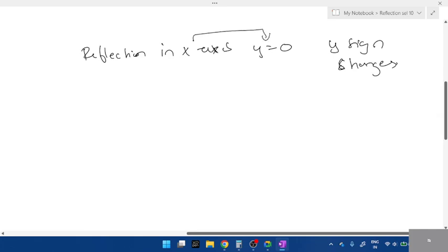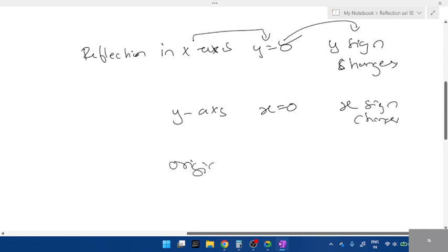If they give you a question like this, reflection in x-axis, then which one you have to take 0? If y is 0, which value will change? Yes, y sign will change. So remember this order. X-axis, y is 0, y sign changes. Reflection in y-axis, x is equal to 0, x sign changes. If it is origin, then yes, both signs change.